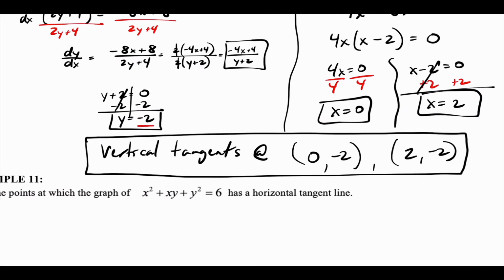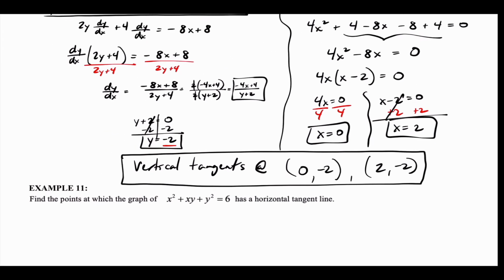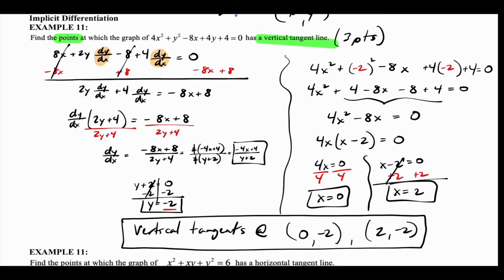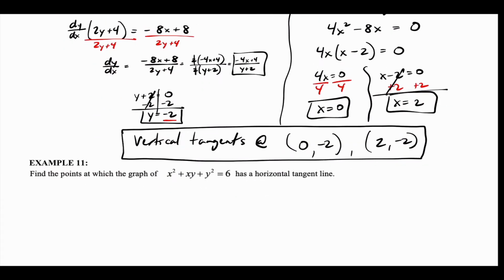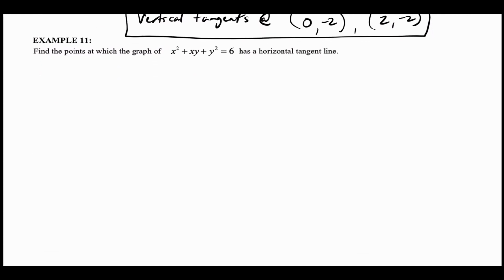Okay. All right. Okay, so now I want you to do number 11. The second number 11. It should be number 12. The one right below it. I want you to do that one on your own. Okay?